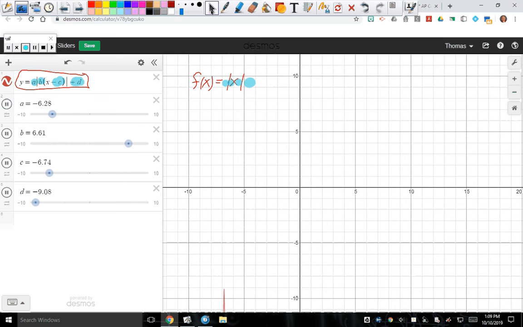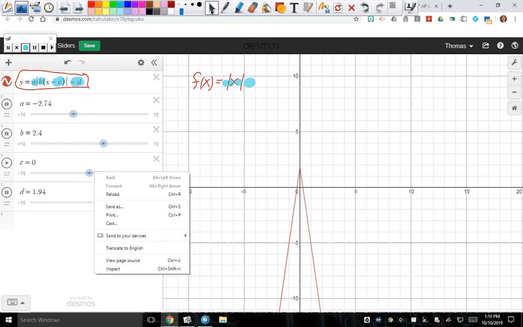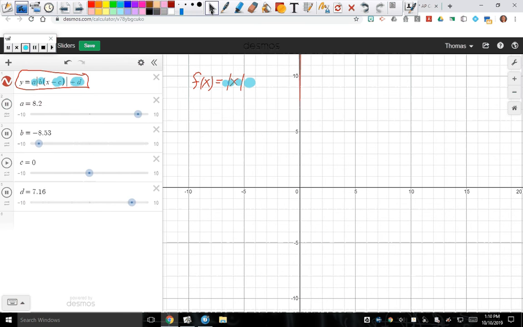Now I don't want it to move left or right. What do I do? C. I'm going to make C what? 0. Now it will not move left or right. It'll just move up and down. You with me? And then let's start that back up.